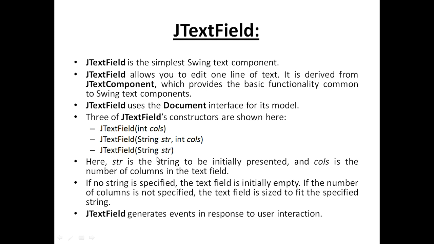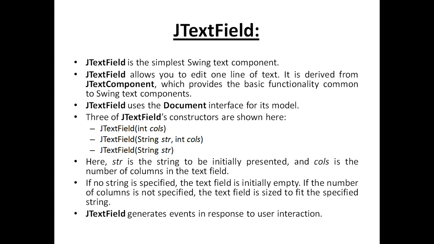So str is the string to be initially presented, and columns is the number of columns in the text field. If no string is specified, the text field is initially empty. If the number of columns is not specified, then the text field is sized to fit the specified string. This JTextField is going to generate an event in response to the user interaction.